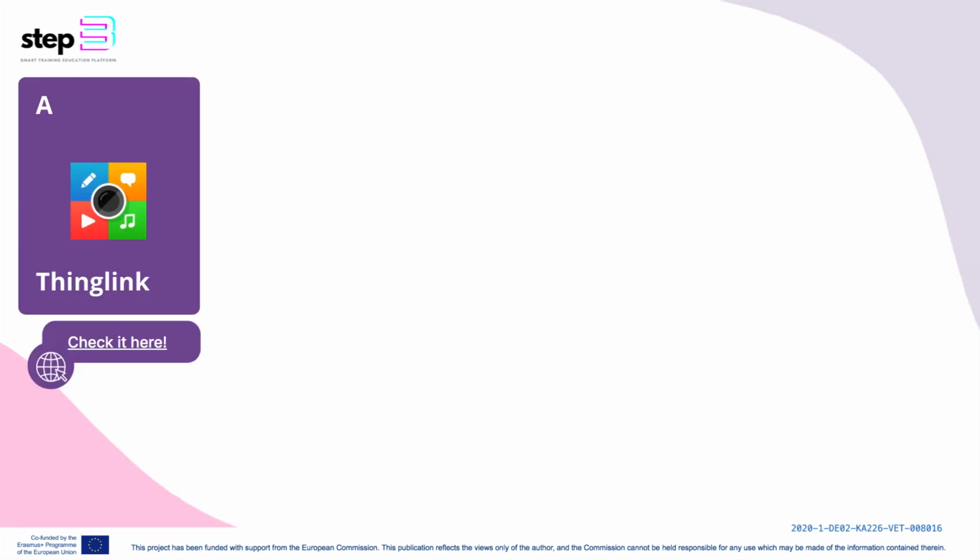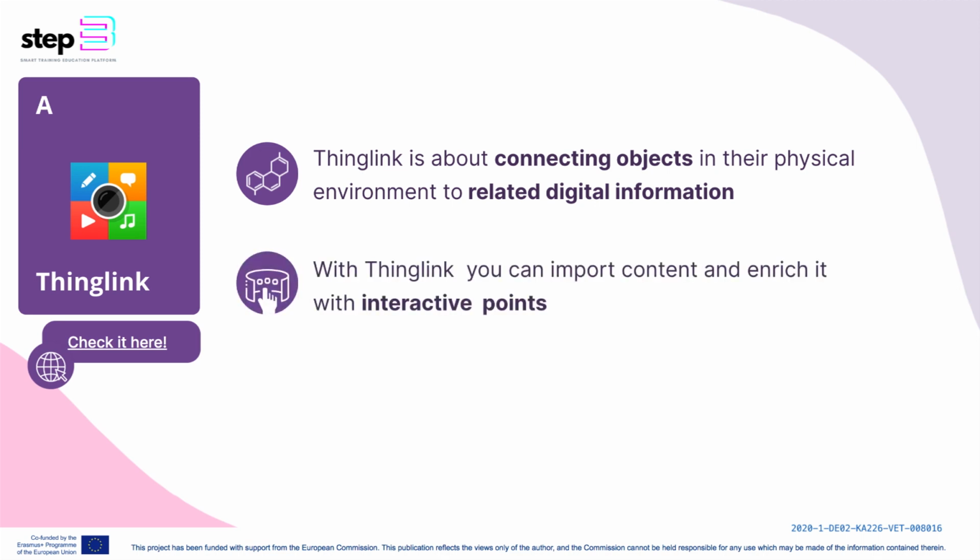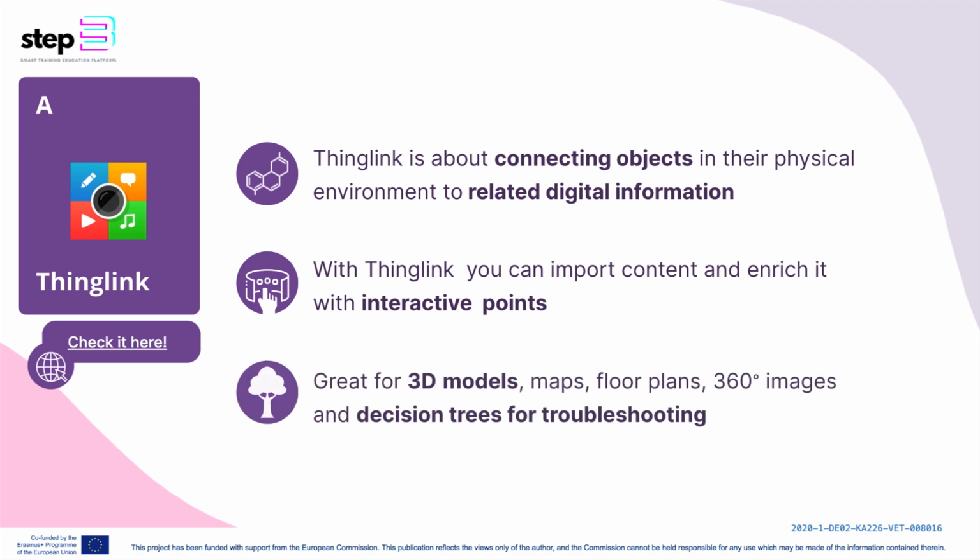So let's start with ThingLink. ThingLink is a relatively niche tool with an interesting concept behind it. It's about connecting objects in their physical environment to related digital information on the web. With ThingLink, you can enrich your existing content with interactive points, and it's great for unique material you don't meet quite that often, such as 3D models, maps, floor plans, 360-degree images, and another category which is great for solving technical problems, decision trees.